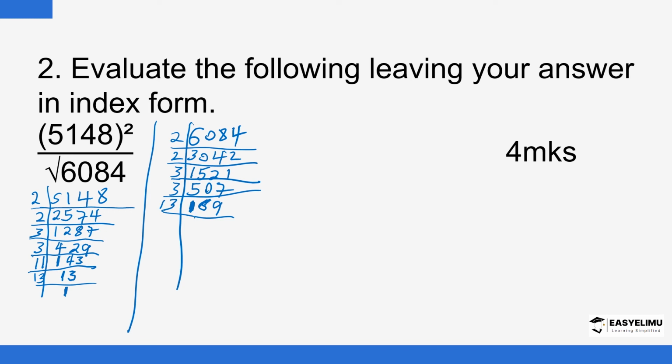So 13 goes into 16 once, remainder 3. 39 divided by 13 is 3. So again, 13 divided by 13 is once. Okay, so you can substitute them back.